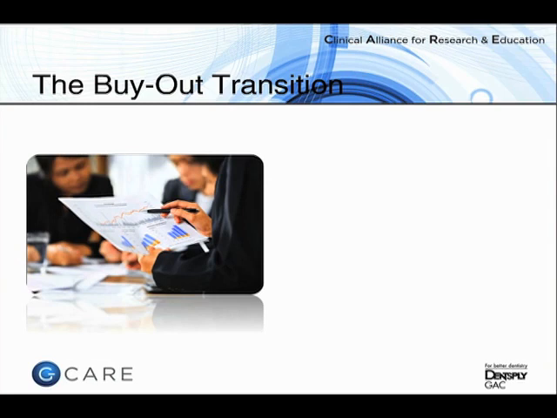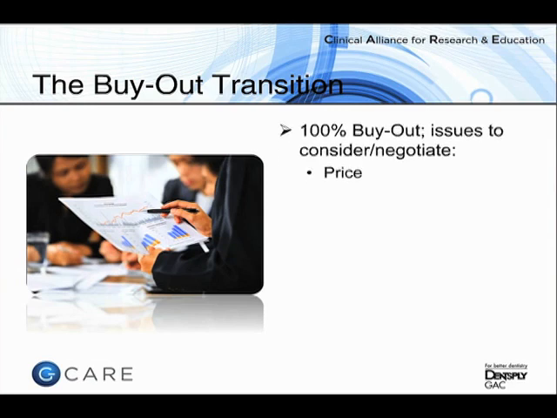The first one is a buyout transaction. We refer to a buyout transaction as where the junior doctor is buying the entire practice in one transaction. So they'll buy the practice and own 100% of the practice after the transaction. So we refer to it as a 100% buyout or a buyout. We're going to talk about some issues here to consider and negotiate when you're buying a practice.